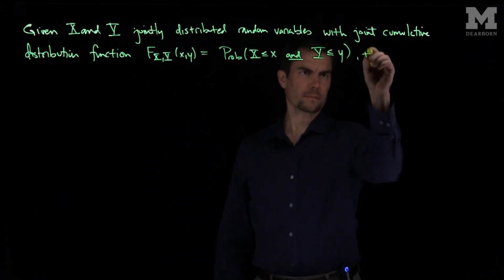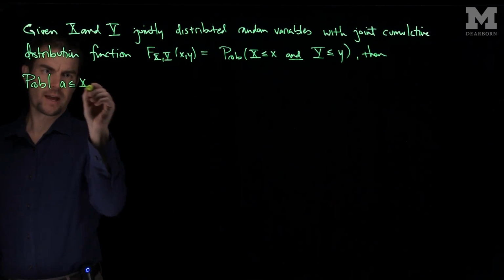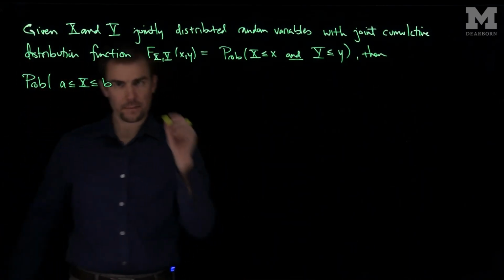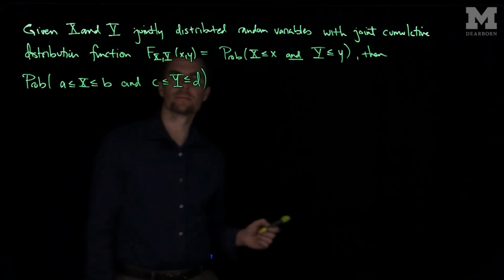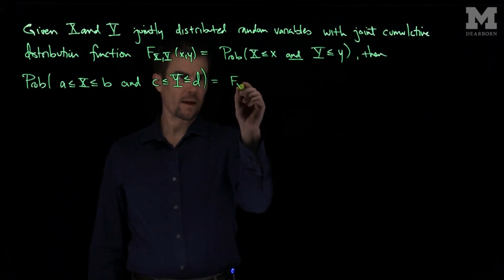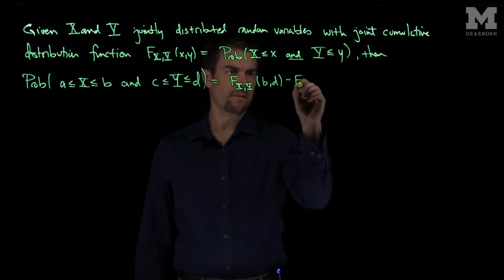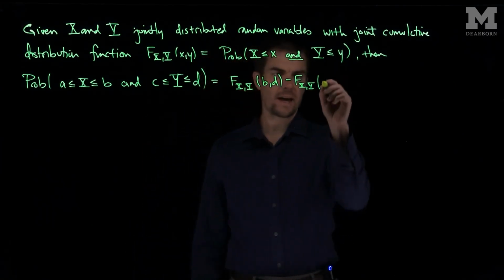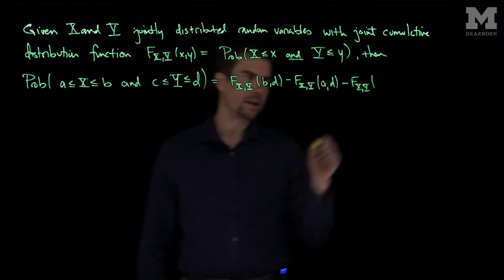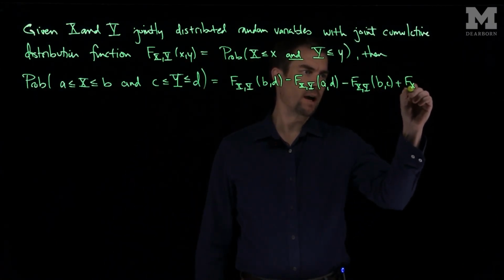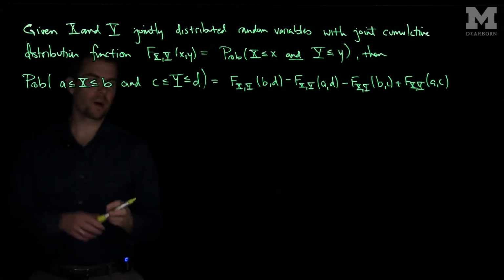Then the probability that X is between a and b, X resides on some interval between a and b, and Y is between c and d is equal to F_XY of (b,d) minus F_XY of (a,d) minus F_XY of (b,c) plus F_XY of (a,c). And we'll see a way to remember this formula without having to memorize it.